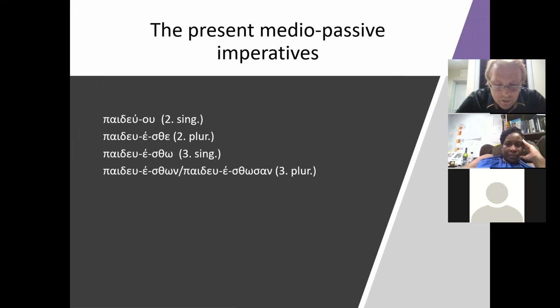But then we have paideu esto in the third person singular and paideu eston, alternatively paideu estosan in the third person plural. The meanings here are of course depending on whether the word is in the medial or in the passive voice. Thus paideu, for instance, could mean either be educated or educate, depending on the context. But let's move forward.